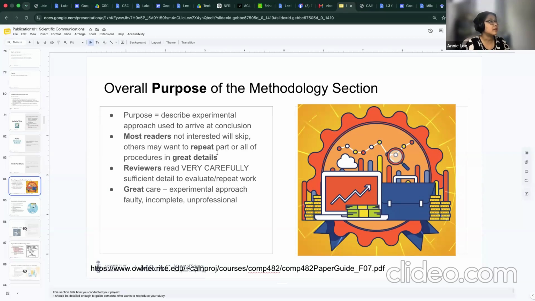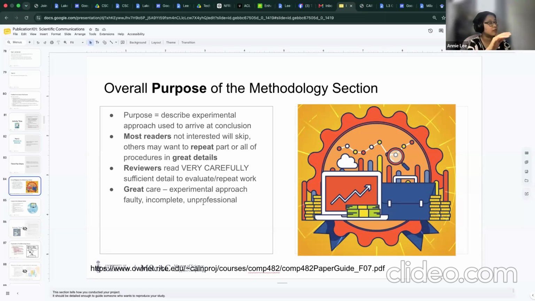So the purpose of the method is to talk about what you did, right? It's very easy. Just talk about what you did and what you did to arrive at that conclusion. Now, in terms of reading a paper, a lot of readers will skip it, except for people who want to repeat your work. People who want to cite your work, download your GitHub code and rerun it will read it in great detail. Reviewers who are going to review a paper will read it very carefully to make sure that the details are there. So you want to write it with great care.